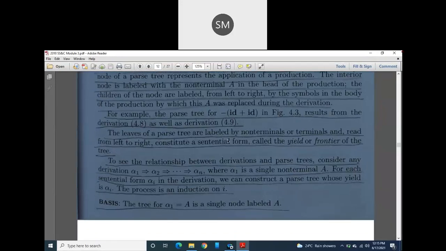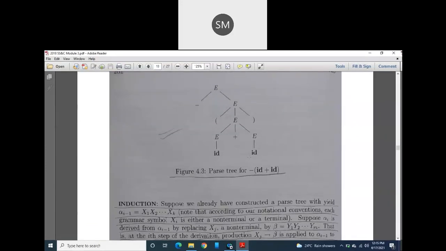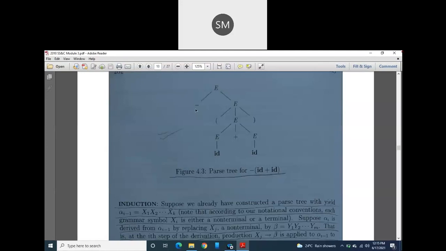I was always telling you yielding, yielding, so that word is yield, and we should pronounce it as yield. Then let me explain one parse tree for the things we have just seen. Suppose E is there; E is minus E. Just now I already told you in equations 4.8 and 4.9, E can be replaced by minus E. It means E is deriving minus E. And if you replace this E by parenthesized E, then the tree looks like this: open parenthesis, E, and right parenthesis. Then again this E will be E plus E. Then this E is id and this E is id. So the entire tree is giving us the string minus id plus id.